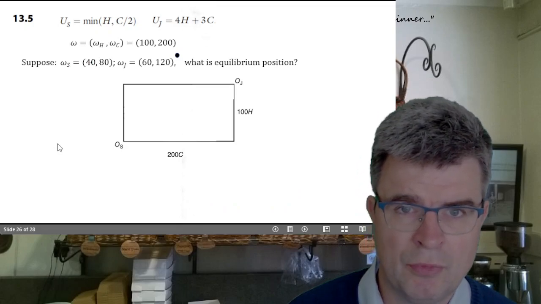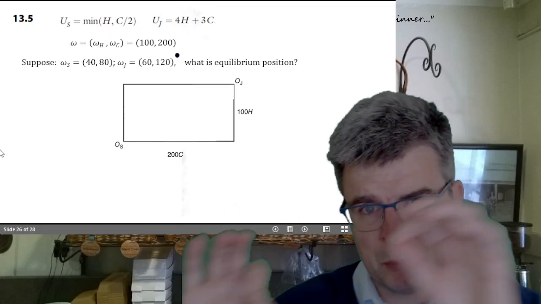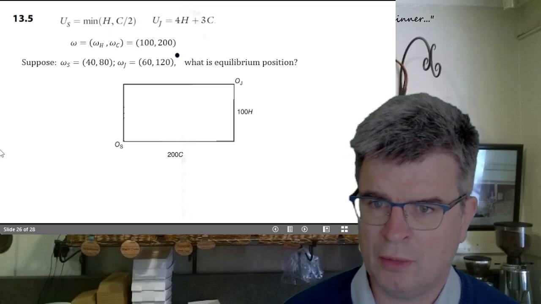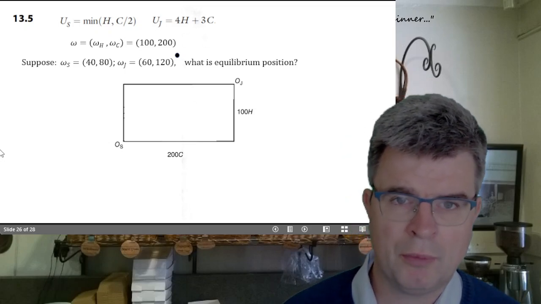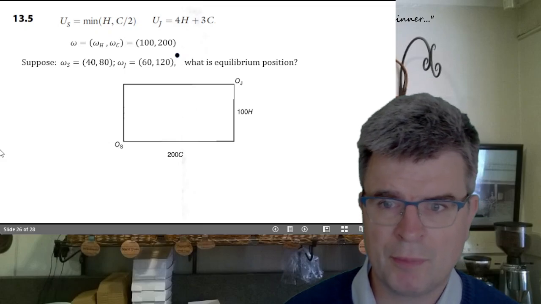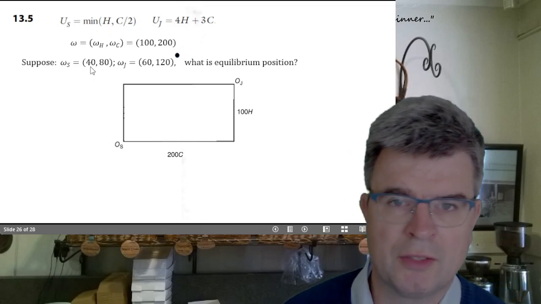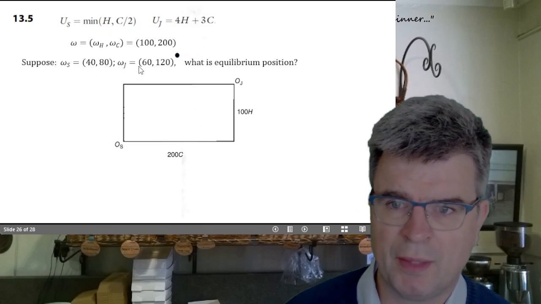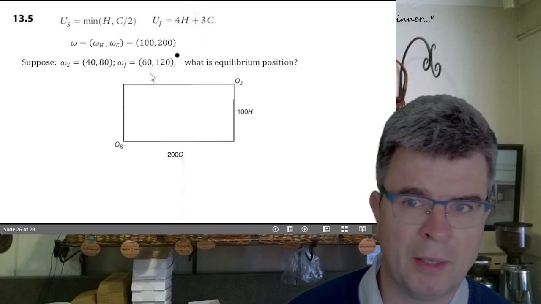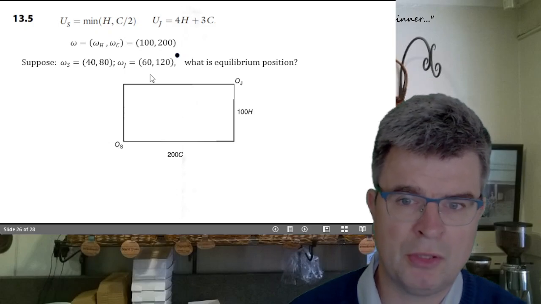And any Pareto efficient allocation must be on this straight line. And now we are ready to start with question B. So suppose that initially Smith has 40 slices of ham and 80 slices of cheese, and the remainder is owned by Jones. What is the equilibrium position?